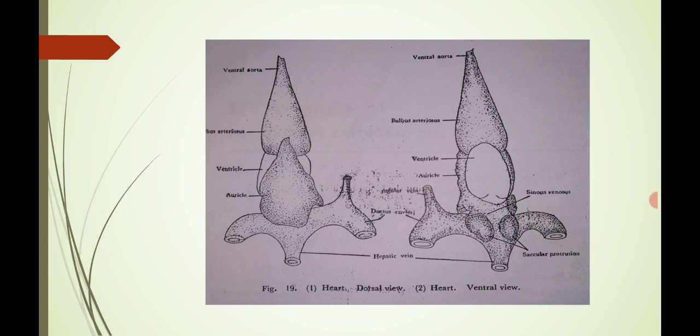Both are the same here, only the ventricle and auricle have a difference between them, and various saccular protrusions are present in the ventral view. Here, in the middle on the lower side, there are various hepatic veins. These veins carry the blood to the gills, and then it pours to the body organs. Here there are jugular veins, and the structure is the same in the dorsal as well as the ventral view.